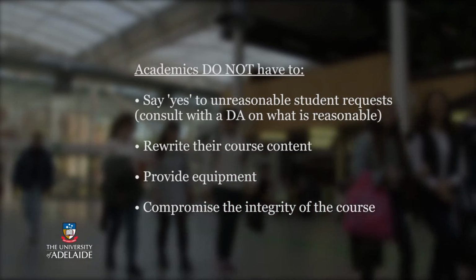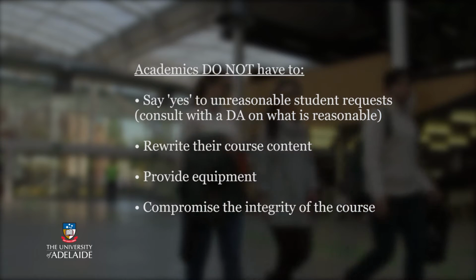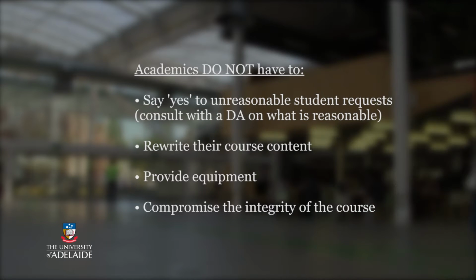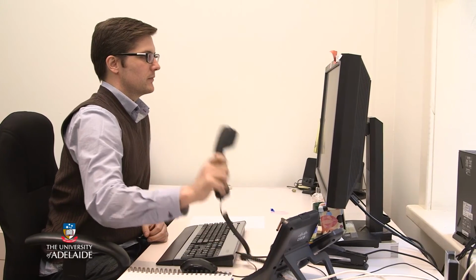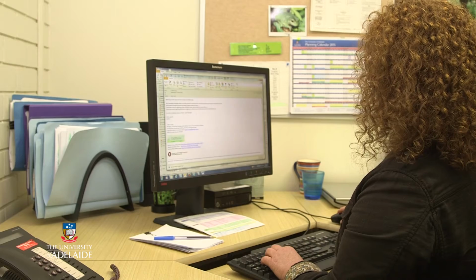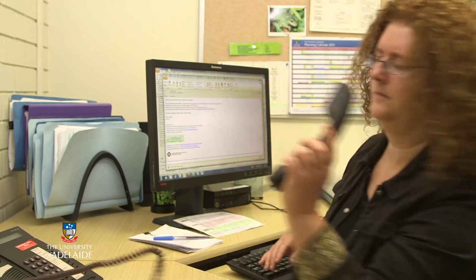Simple stuff like that. And all you're doing is you're just levelling the playing field and making it easier for those students to do what they should be doing, which is performing well. If an academic receives an access plan and they're not sure what to do, all they need to do is call the office and speak to the disability advisor that's designed that plan.